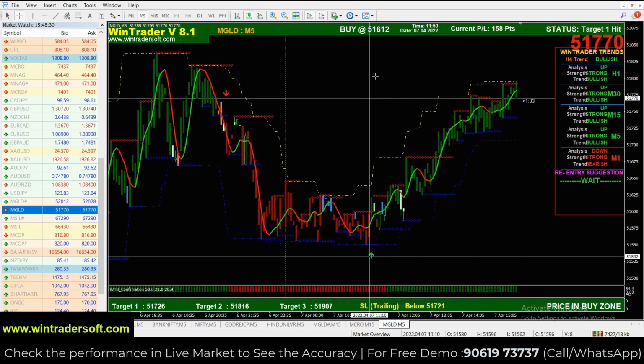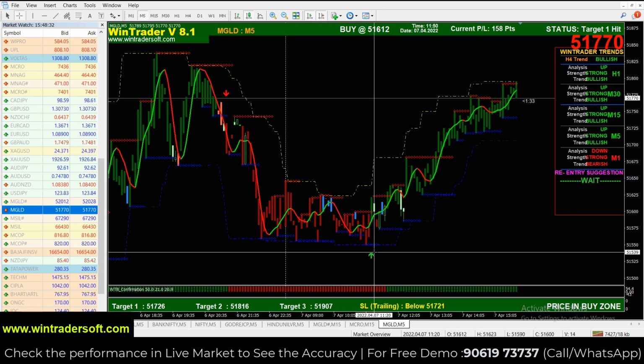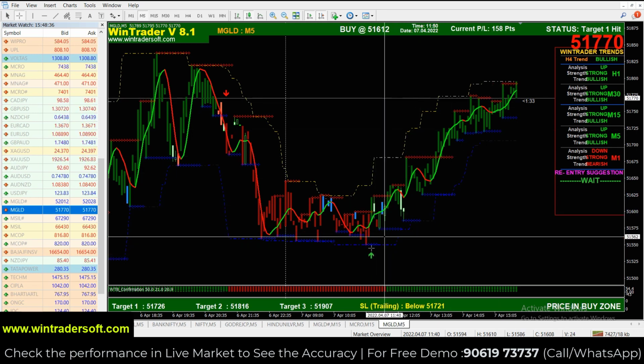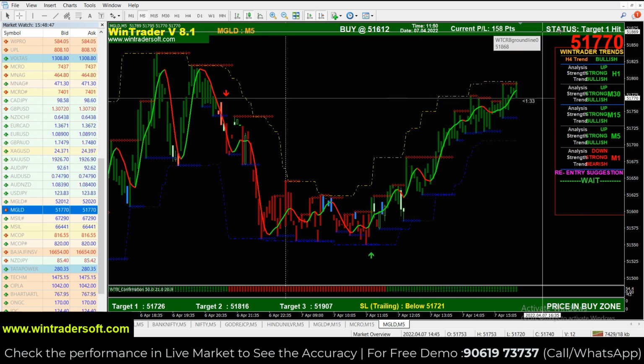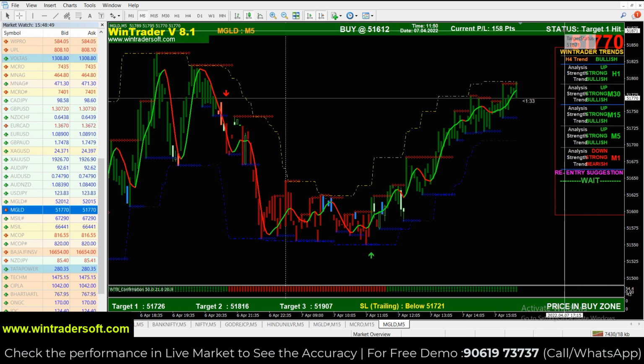Today we only got one signal, a buy signal, and this is still continuing. We got this buy at 51,612 and the time is 11:50 today. As per the current market rate we are in profit of 158, and in the status you can check that the first target has been achieved.